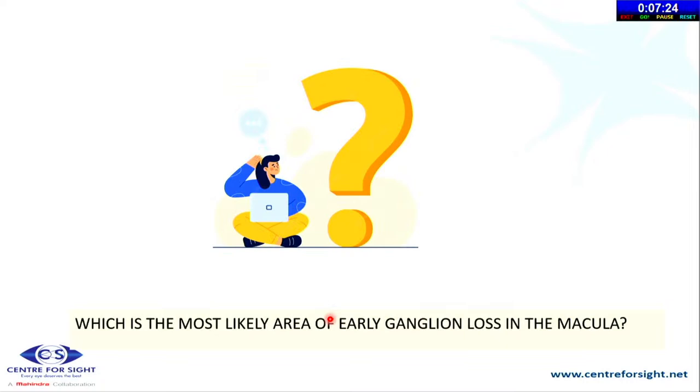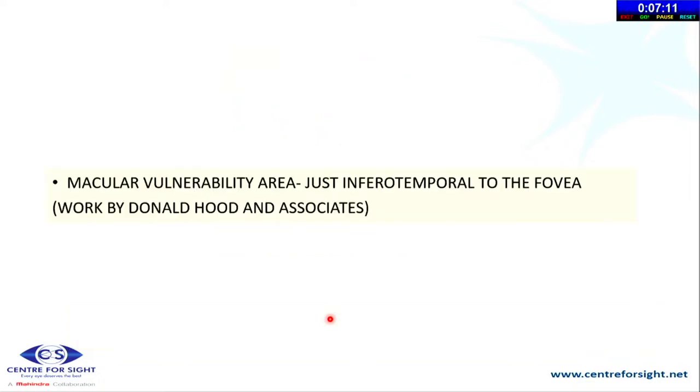Now, I want the answer to this. This is a very important question. Which is the most likely area of early ganglion loss in the macula? Anyone? Anyone? Very, very important question. Maybe asked. Oh, come on. It's the macular vulnerability zone. This is just inferotemporal to the fovea. Write it down. A very important question. This is by Donald Ross and his associates.